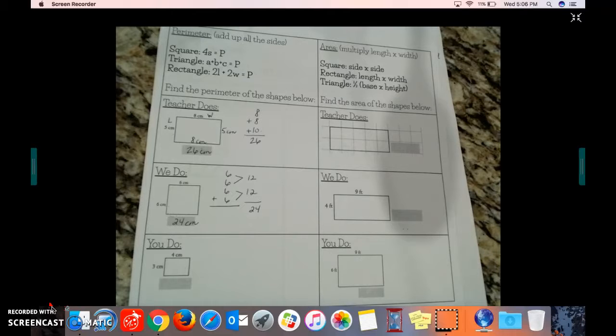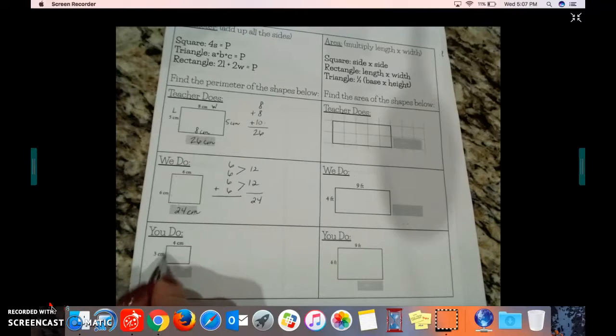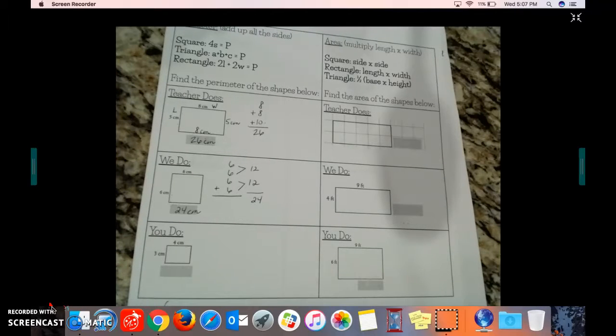Okay? All right. For the final one, you're going to try this on your own. So I'm going to give you just 30 seconds or so because it should be fairly simple. Remember, when we're solving for perimeter, we are either adding up all the sides, or once we have identified whether it's a square, a triangle, or a rectangle, we can use the formulas above. In this case, I know it's a rectangle because I have a different length than I do a width. Okay? So, hopefully, once I get this solved, you're going to see that you got the right answer.